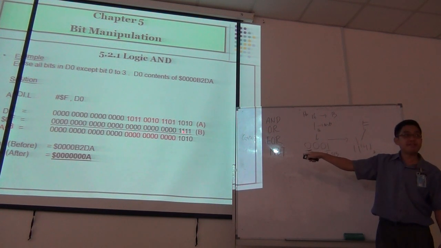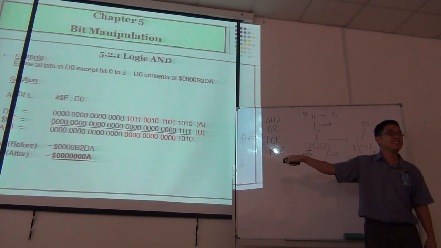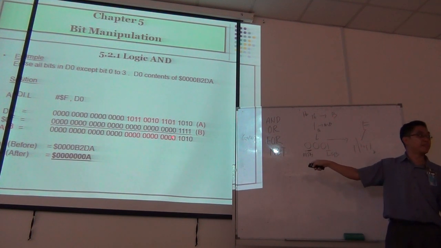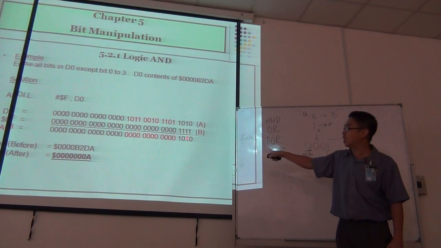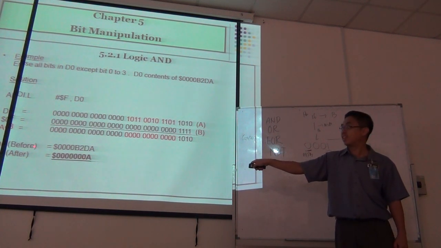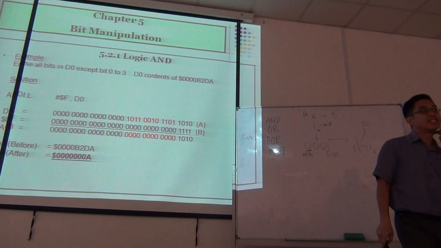0 and 1 is 0. 1 and 1 is 1. 0 and 1 is 0. So you have to do all these things. Finally, you have to convert this number back to hexa again. So the result is 1010, which is equivalent to A, correct? 0000 is equivalent to 0. And the last one, all 0, is the final answer at the destination.